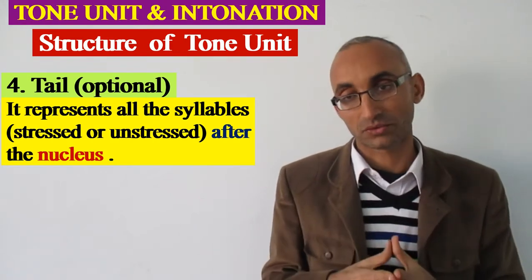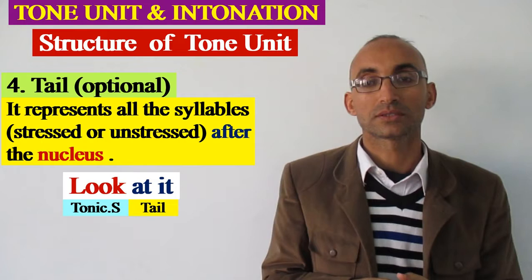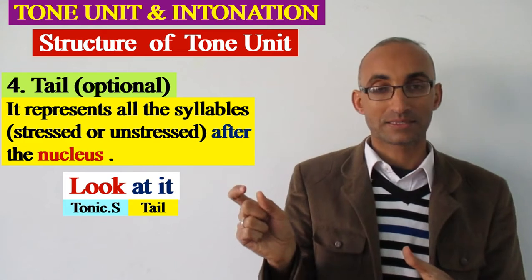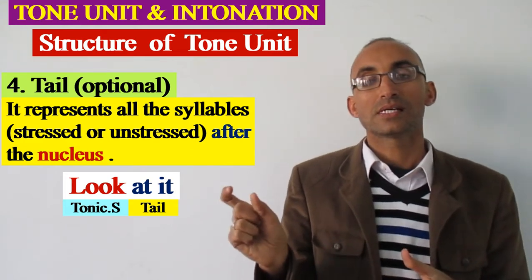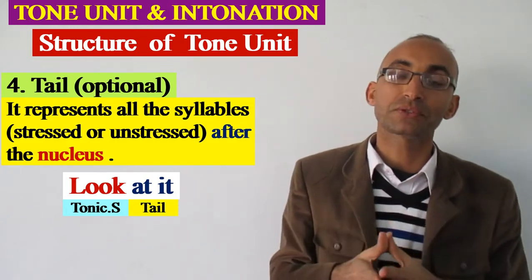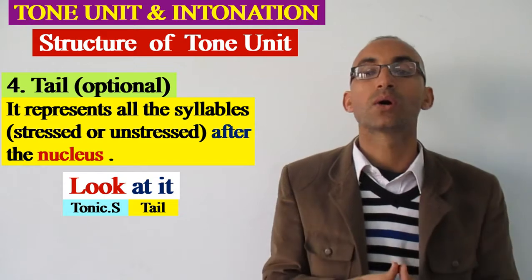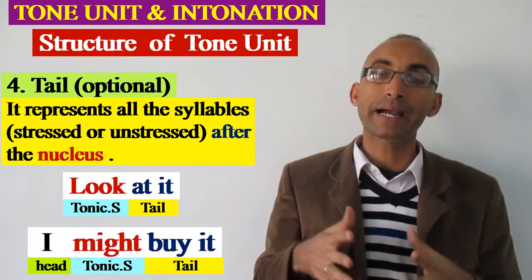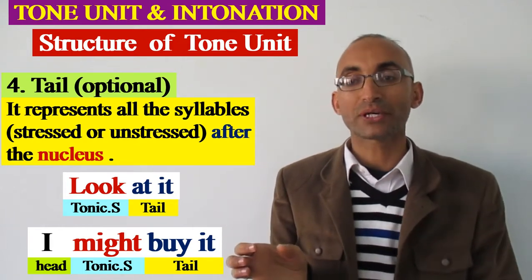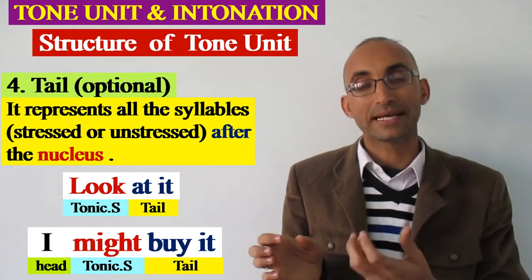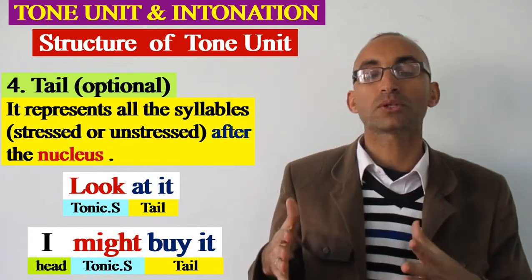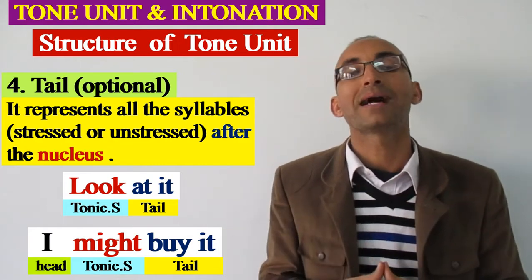For example, I have look at it. Look is my tonic syllable. At it: at is a preposition, it a pronoun. These two elements represent my tail, because they come after the tonic syllable look. Also, I might buy it. Here, might is my tonic syllable. Before it, I have I as my head. And after it, I have buy it, two syllables, which represent my tail.